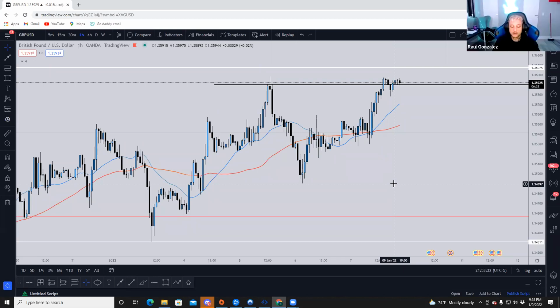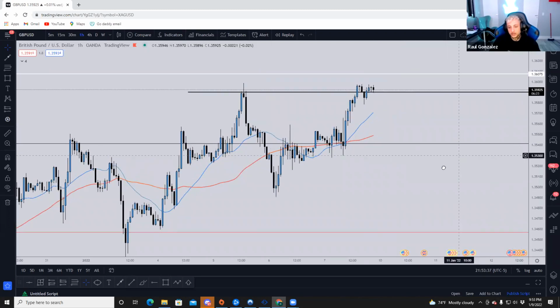I mean, it's not bad if you trail partials, as opposed to looking at completely scaling out of positions. Everyone would do it differently.